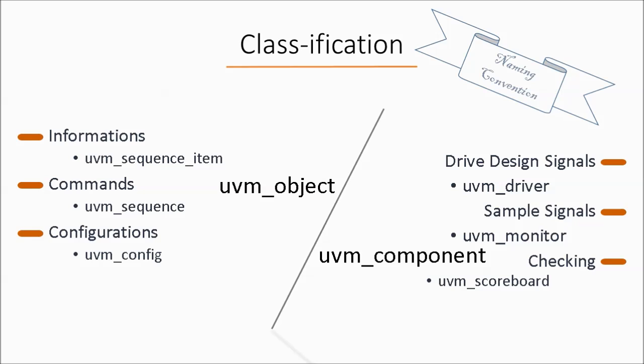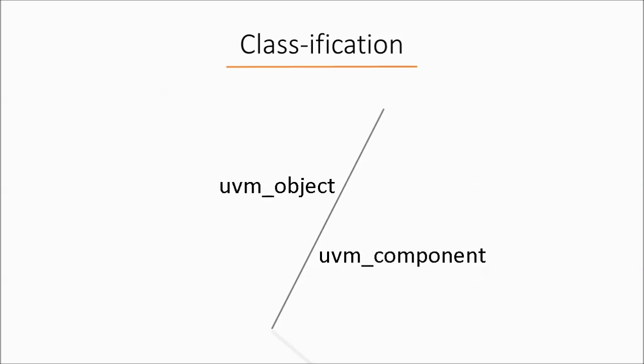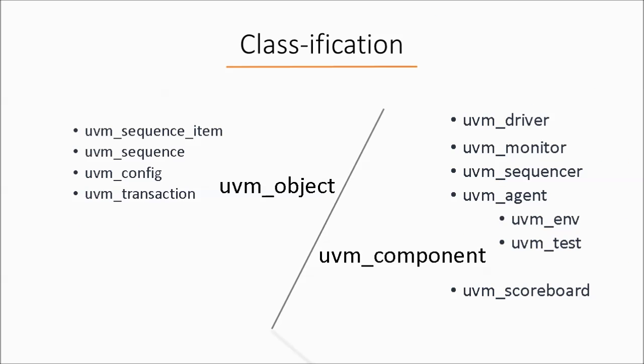Sampling design signals is done using a monitor. It can be extended from UVM monitor. There is no major difference between UVM component and UVM monitor, but it is a good practice, considering UVM is constantly improving, and there are potential feature additions to all the class library. Self-checking for sampled signals will be done in the scoreboard, which can be extended from UVM scoreboard. These are the major UVM base classes, not all.